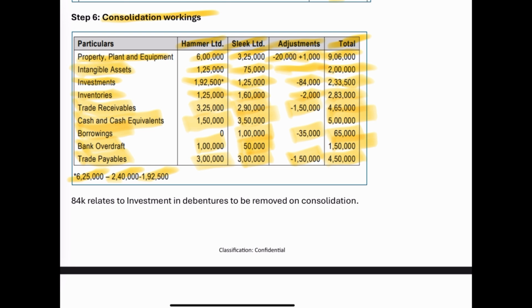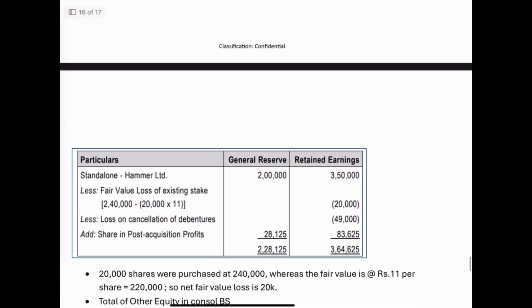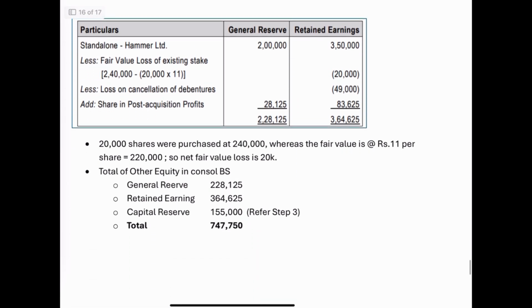So these are the workings we can use to prepare the consolidated balance sheet. We also need to calculate the other reserve as part of the consolidated balance sheet. Generally the other reserve should come only from Hammer Limited. Hammer Limited has 200,000 closing general reserve and 350,000 retained earnings. From here, this 20,000 is the excess investment carried in the balance sheet that needs to be reduced, and the excess debenture investment of 49,000 also needs to be removed.